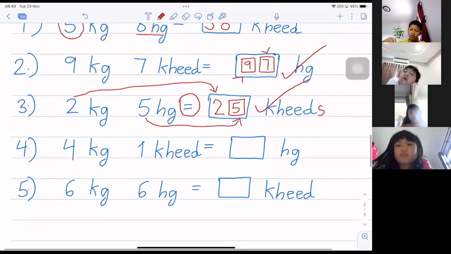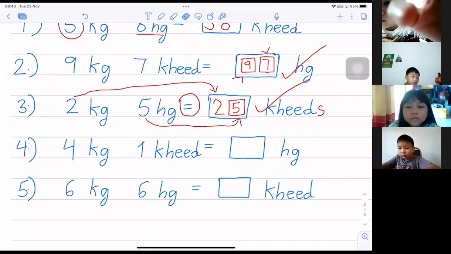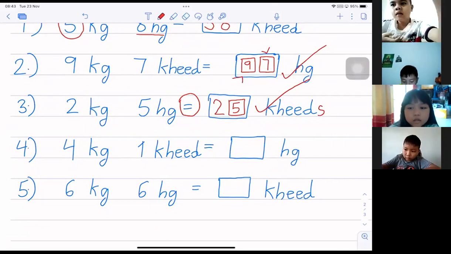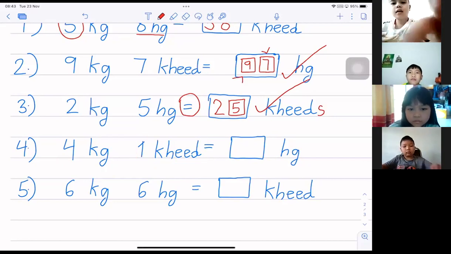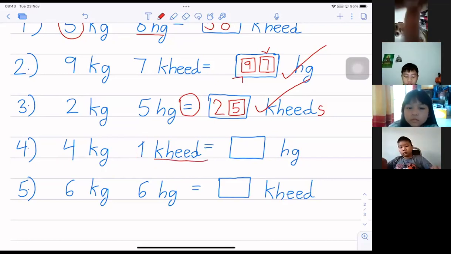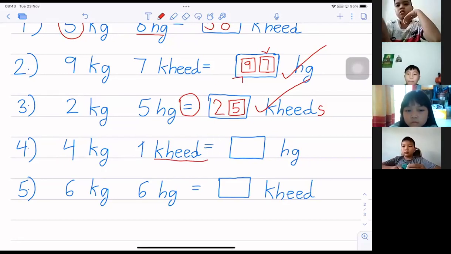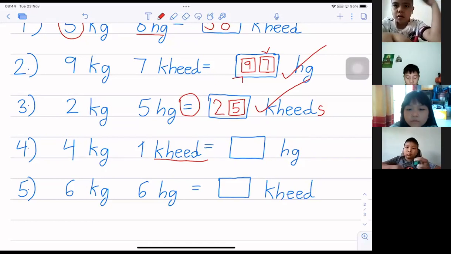Number four, let's see, number four. Let me choose, okay? Okay, number four, Tonnam. Tonnam girl, number 19. Tonnam, now listen. 4 kilograms, 1 kheed, okay? 4 kilograms, 1 kheed, you see? 1 kheed is equals to how many hectograms? 41. Correct. Very good, Donna.